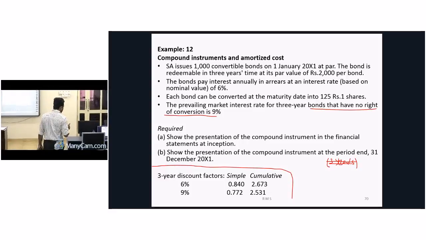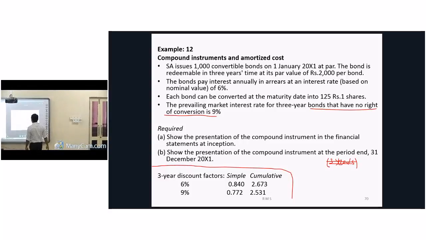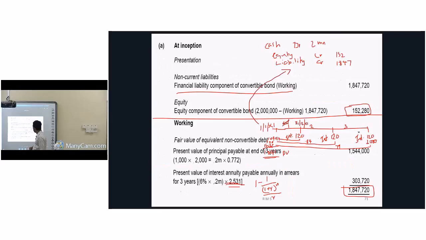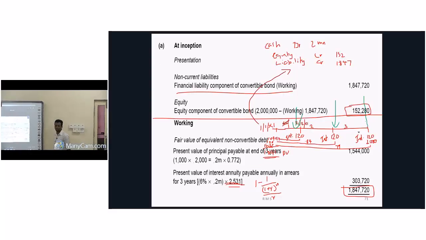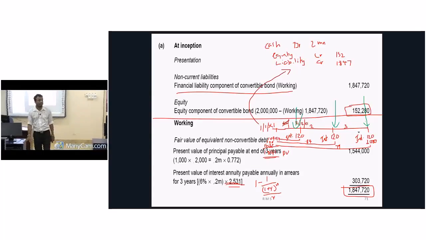120 for the first 2 years. Now on the timeline, 120 for the first 2 years. Third year, 120 plus 2,000. Right? Then take the discounted cash flow. First year 120, second year 120, third year 120 plus 2,000. Then take the present value of all these at the discount rate of 9%.